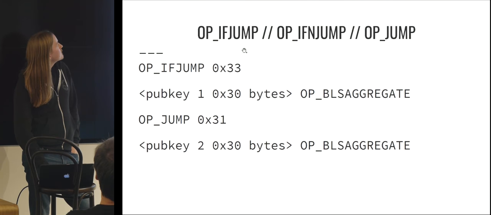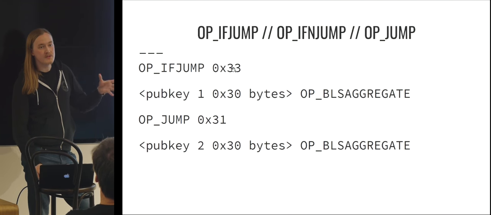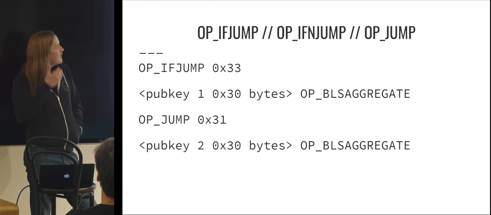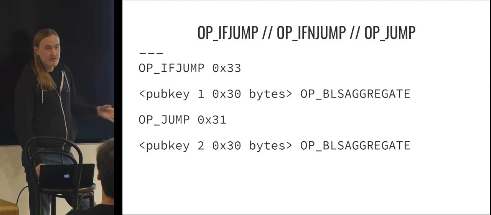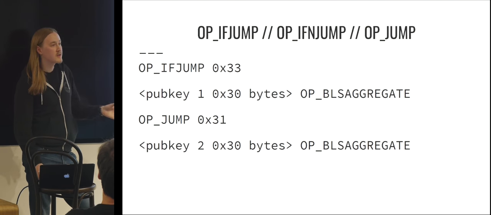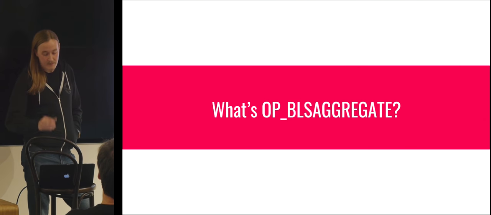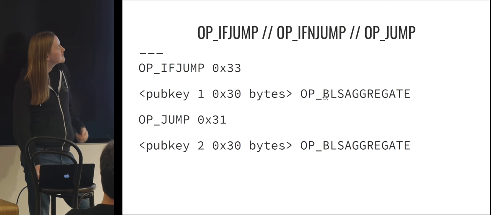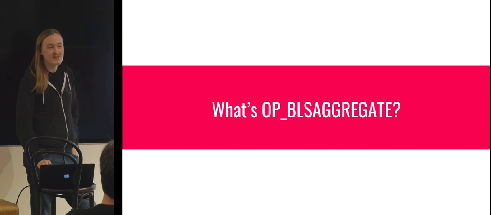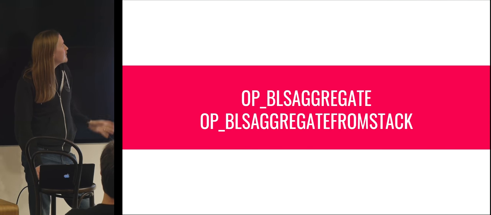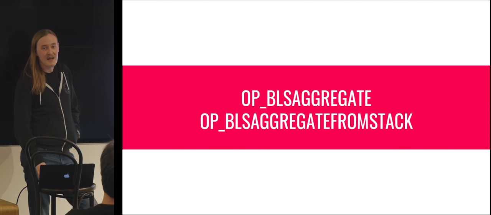So in Bitcoin, this would be like OpIf, pub key, OpCheckSigVerify, OpElse, pub key, OpCheckSigVerify, OpEndIf. So we're doing this in fewer opcodes, in a way that's more clear for static analysis. So I skipped over this, OpBLS aggregate. This is tying back to the signature schemes we talked about, or didn't, earlier. So what is OpBLS aggregate and OpBLS aggregate from stack?